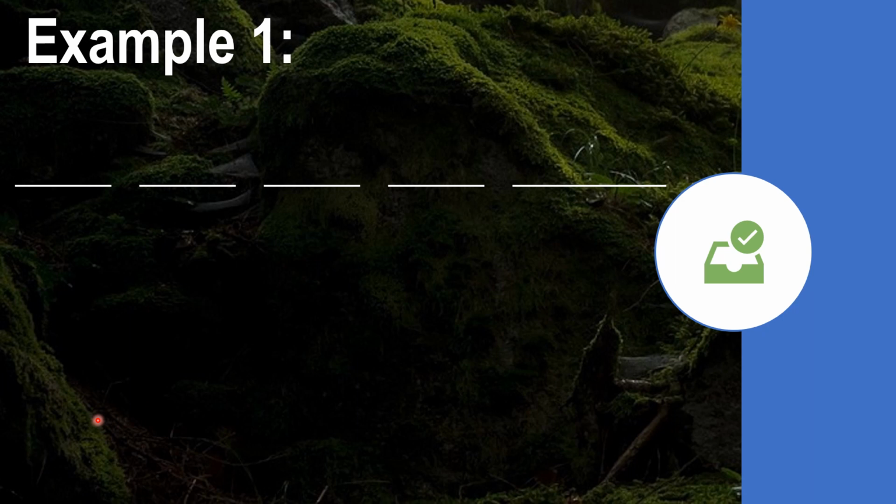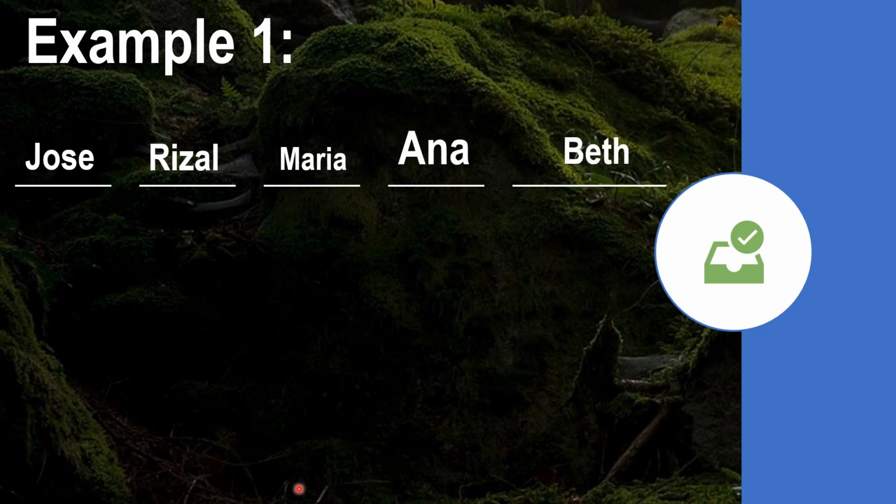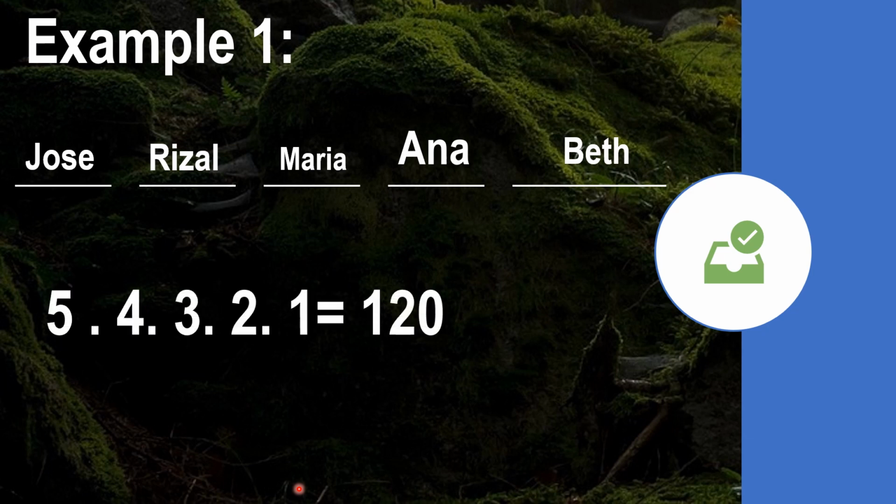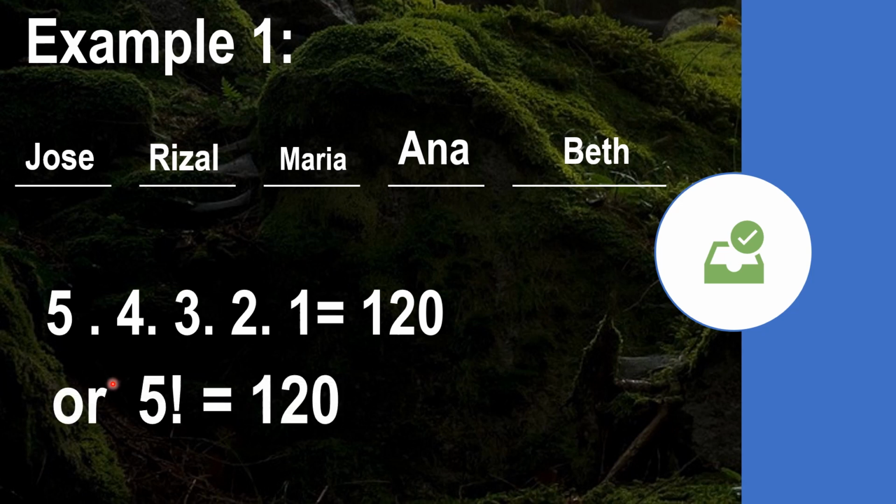Ngayon kung papayagan kong mapili ng position si Jose, meron siyang 1, 2, 3, 4, 5 choices. Si Rizal naman ay may 1, 2, 3, 4 choices. Si Maria ay may 3, si Ana ay may 2, then si Beth ay no choice na siya, isa lang talaga. So, i-multiply lang natin yung number of choices na meron sila. Then, equal yan sa 120 or pwede natin gamitin ang formula ni permutation taken all at a time. So we have P is equal to N factorial. So 5 factorial. 5 kasi 5 yung objects na meron tayo. Is equal to 120. Parehas lang naman ang lalabas niyan.